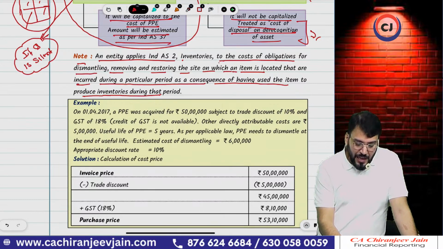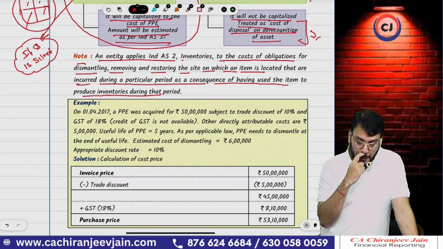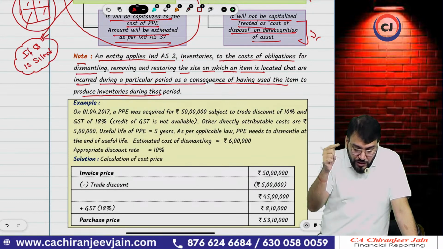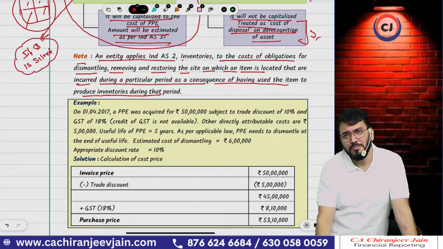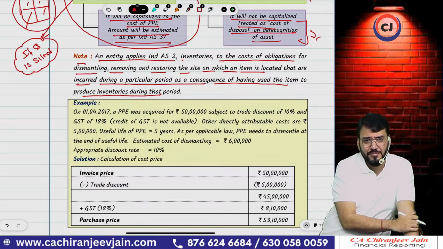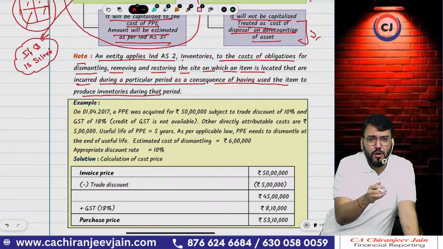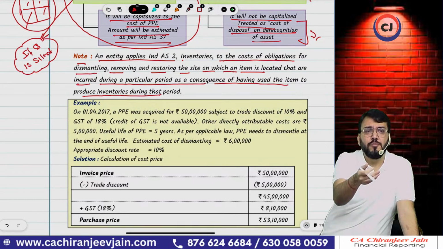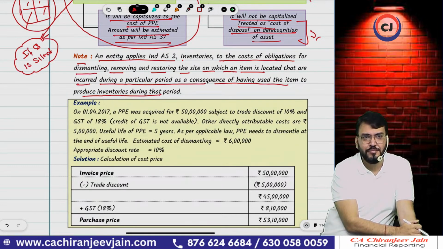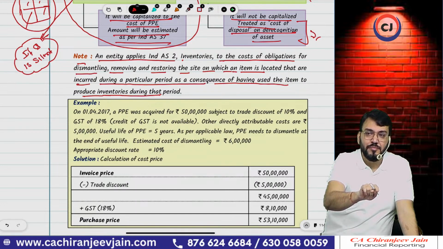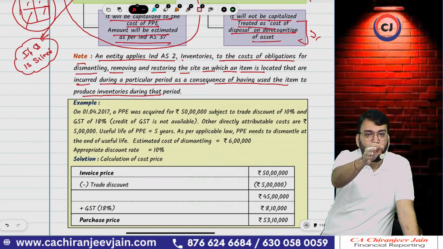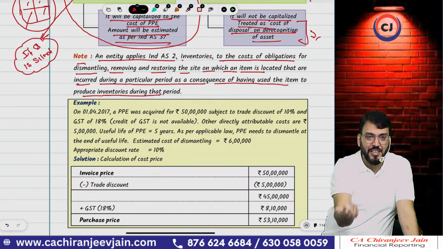Ind AS 2 applies to the cost of obligation for dismantling, removing and restoring the site on which the item has been located that are incurred. This cost is incurred during a particular period as a consequence of having used the item to produce the inventory during that period. Sometimes what happens? Suppose we have received a contract to produce some specific item. A contract we received, and we need to produce something for a 2 year or 3 year long term contract. So whatever we are producing, that is my inventory. And for that, you have incurred an obligation to dismantle whatever you have constructed. Are you getting what I am saying?